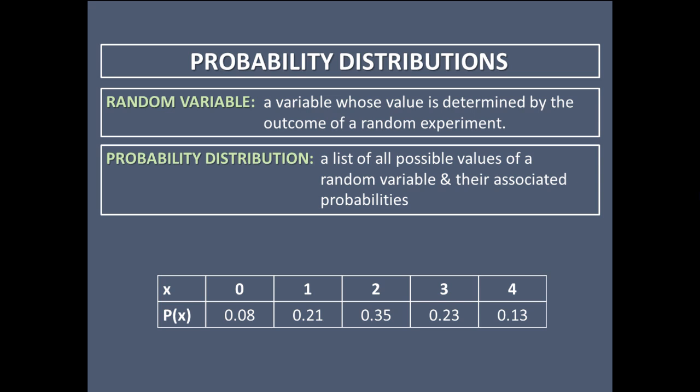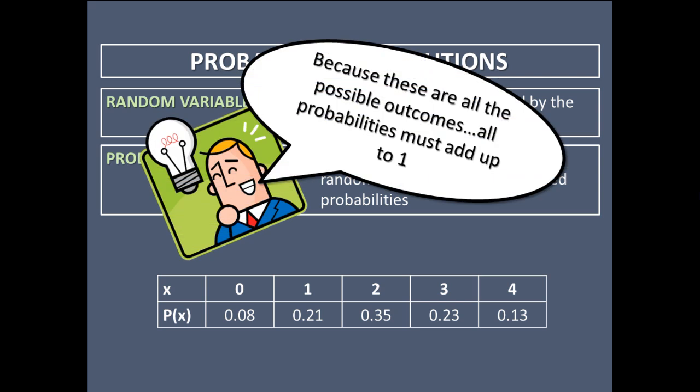Now remember, because this is a list of all the possible outcomes for that random variable, in the case of this experiment, x could have happened at the very least 0 times and at the very most 4 times. With those being all the possible outcomes, well then the probabilities within a distribution have to add up to 1. So if we add all those values 0.08, 0.21, 0.35, 0.23, and 0.13, they must add up to 1, because all of the possible outcomes of the experiment are contained within that distribution.